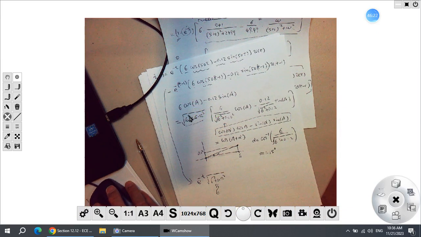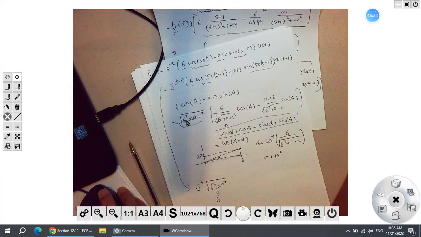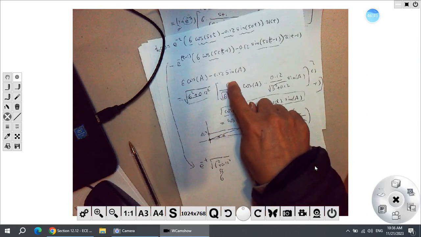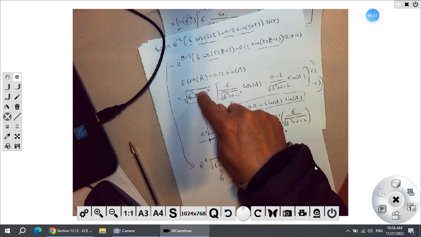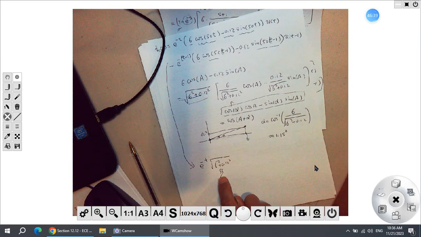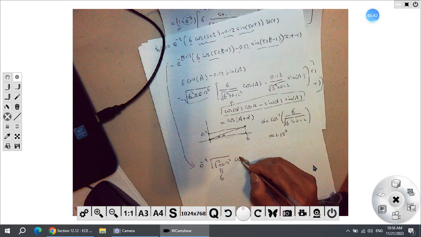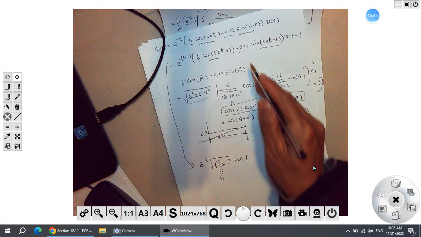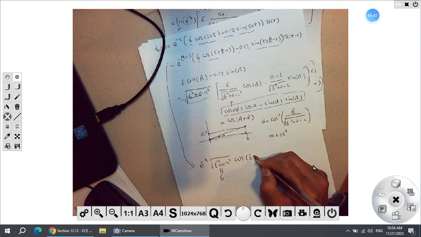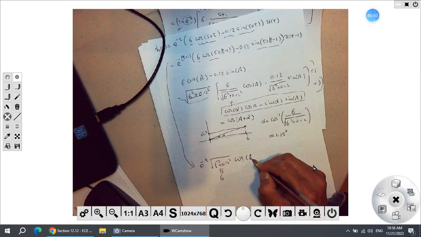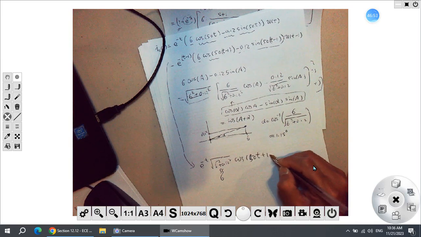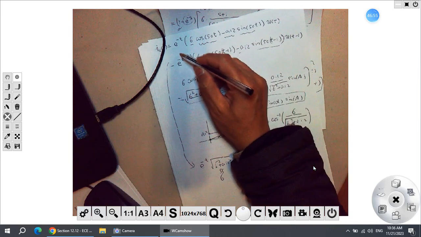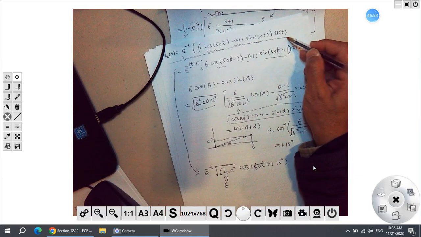And this value, 6 squared plus 0.12 squared, take the square root, is almost 6. So we can just use 6 for this number. Then times cosine of A, where A is omega t, the cosine 50t, and plus alpha, which is 1.150 degree. So this part will be this one.